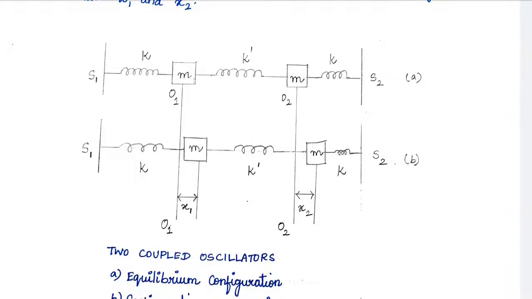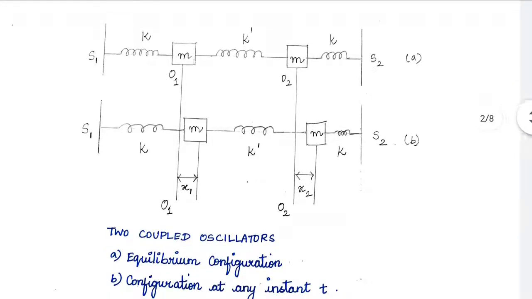S1 and S2 are the walls, which are fixed positions. We have a mass m from S1 tied through a massless spring of force constant k, and similarly another identical mass m is tied from S2 through a massless spring of force constant k. Their equilibrium positions or origins are marked as O1 and O2.